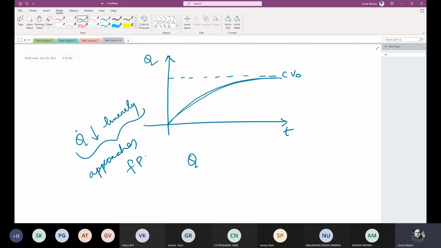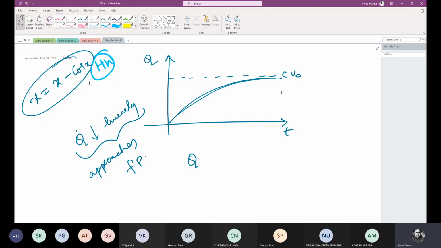Now there is one more problem which you can see from the textbook written by Strogatz. You can do this example: x dot equals x minus cos x. Do it as homework. Now I am directly going to the bifurcations.